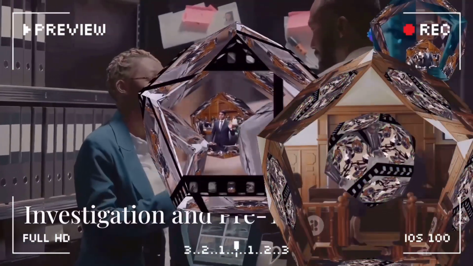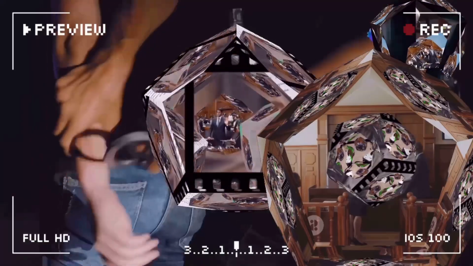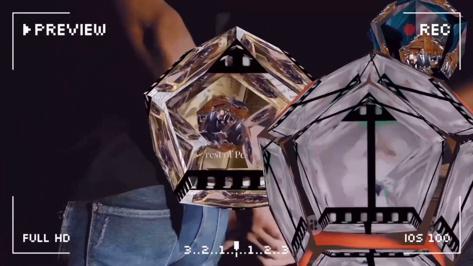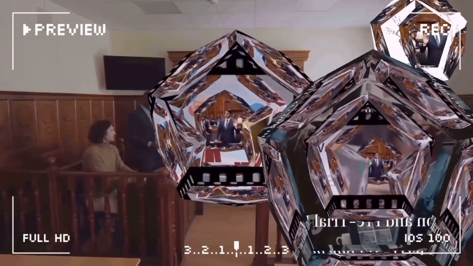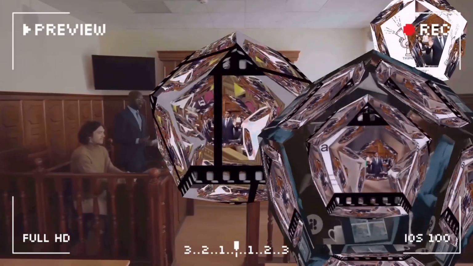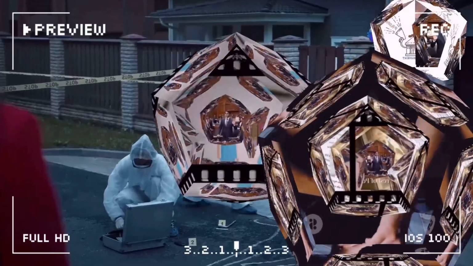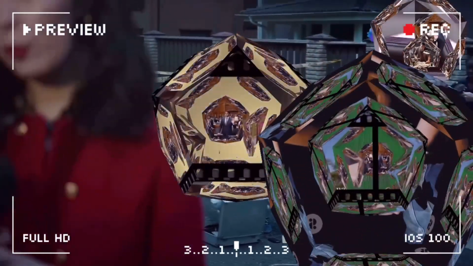Group 2, Investigation and Pretrial Procedures. Chapter 5, Arrest of Persons, Sections 39 to 73. Chapter 6, Processes to compel appearance, Sections 74 to 93. Chapter 7, Processes to compel production of things, Sections 94 to 107.